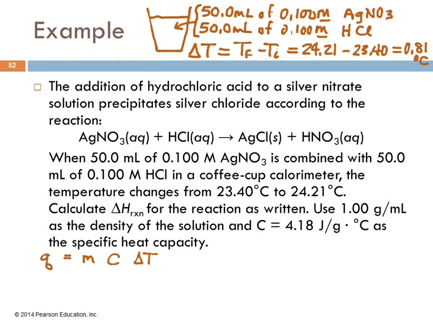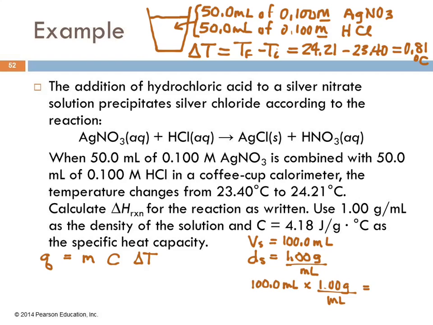What's the volume of that solution? 100 milliliters. Because we got 50 of this one and 50 of that one, and they're mixed together. So our volume, let's do that over here. We have a volume of our solution is equal to 100.0 milliliters. The density of our solution, we're told to use 1.00 grams per milliliter. Well, if we take 100 milliliters and we multiply by 1 gram per milliliter, we end up with 100 grams.